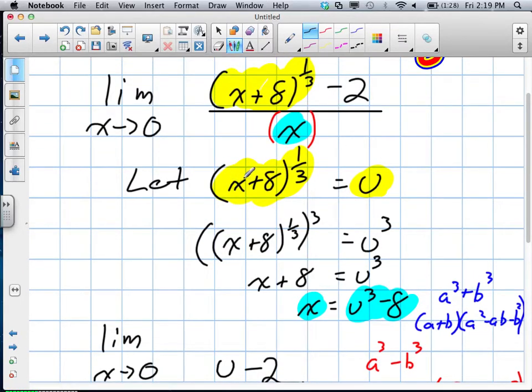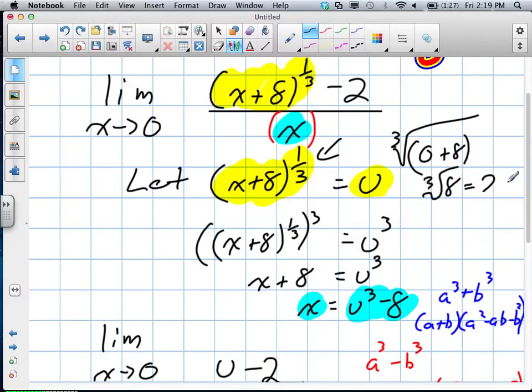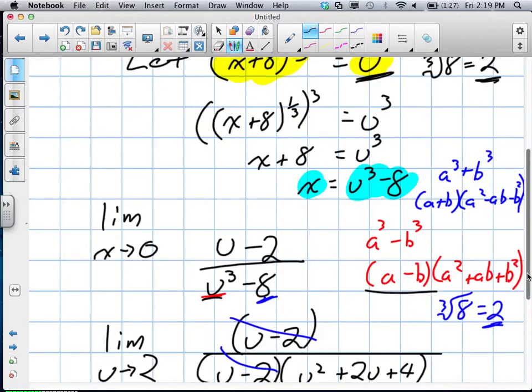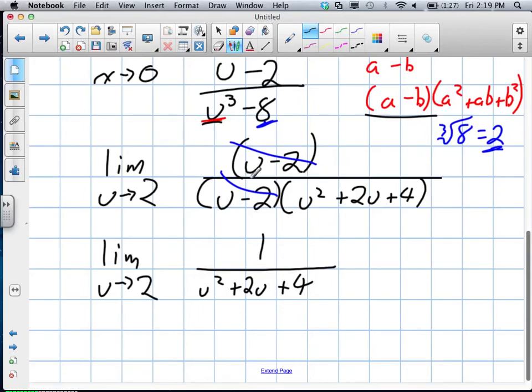I apologize. Our 0, if x had been 0 in this case, okay, when we're over here, if x was 0, we'd have 0 plus 8 to the cubed root of 8. Okay? Well, 0 plus 8 is 8, so the cubed root of the number 8 is 2. So our new limit for u is the limit of u as it approaches 2. I apologize. I changed it to u, but I forgot to change the number 3.